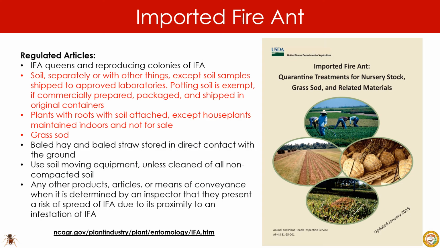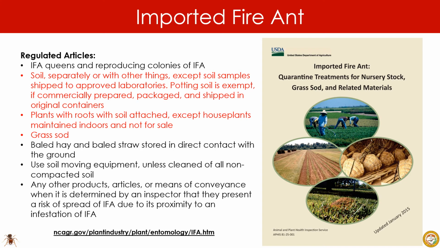Regulated articles for fire ant require a certificate or permit before they can be shipped outside of the IFA quarantine area. The following articles are regulated, and those in red text are associated with nursery and sod growers: IFA queens and reproducing colonies of imported fire ant, soil, separately or with other things, except soil samples shipped to approved laboratories. Potting soil is exempt if commercially prepared, packaged, and shipped in original container. Plants with roots and soil attached, except house plants maintained indoors and not for sale. Grass sod, baled hay and straw that has been stored in contact with soil. Used soil moving equipment.